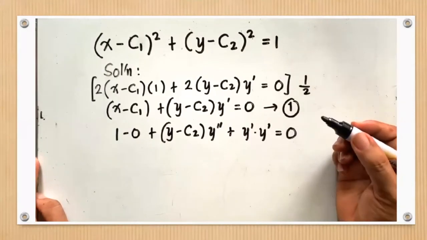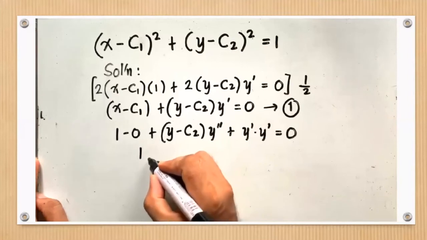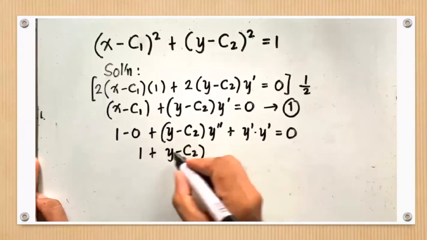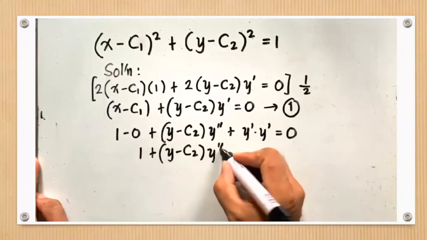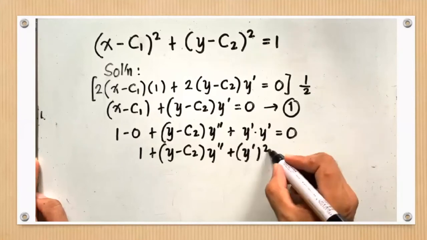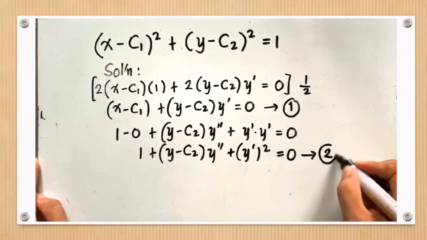This is supposedly our final answer. However, there is still an arbitrary constant. So, kailangan nating matanggal yung arbitrary constant. So, i-write ko muna 1 plus y minus c sub 2 times y double prime plus y prime squared, okay, equals 0. Equation number 2.